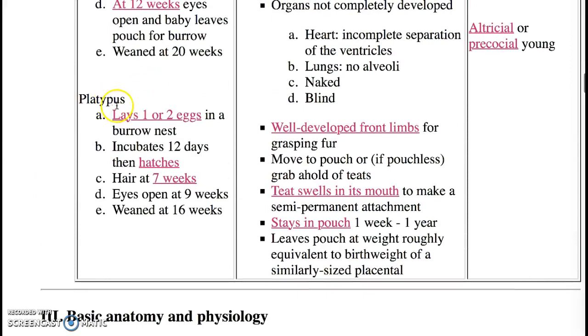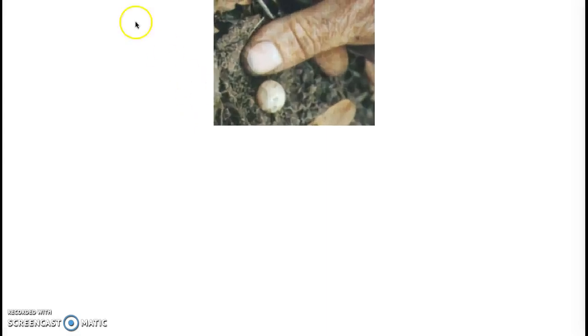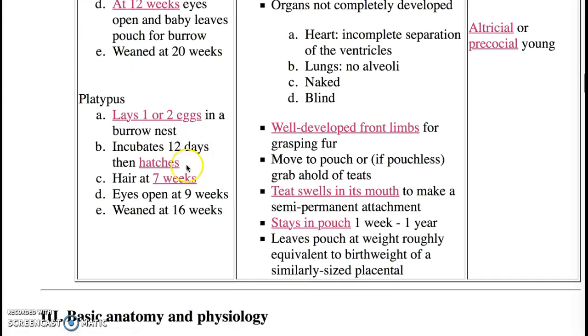Alrighty, we'll also look at the platypus, the same basic thing, 1 or 2 eggs that are very, very small, and the infants when they hatch are very undeveloped. And they also grow very slowly, so I'll let you click on the links and see the pictures on your own time, but they first get hair at about 7 weeks, their eyes open at about 9 weeks, and they're weaned at about 16 weeks.